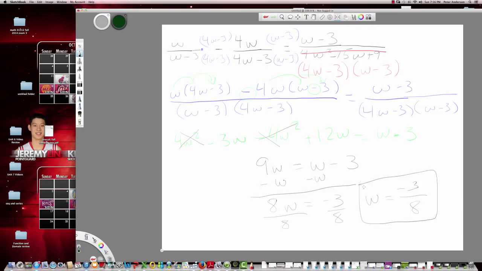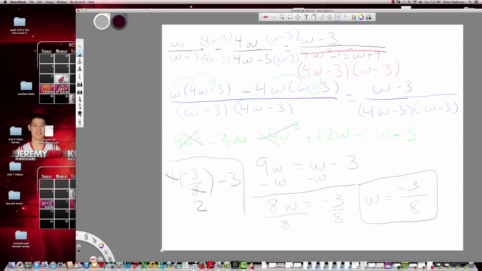Okay. Last thing you actually have to do is take this answer choice and substitute it back into these. You have to make sure that negative 3 over 8 doesn't give you 0 in the denominators. It's clearly not going to get you 0 here. And this one, let me do this one in a different color. You're going to get 4 times negative 3 over 8 minus 3. Again, I'm just taking this value, negative 3 over 8, and plugging it back in here.